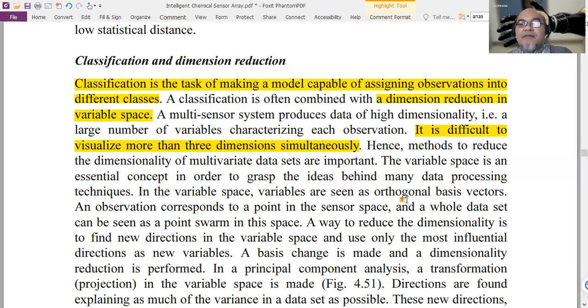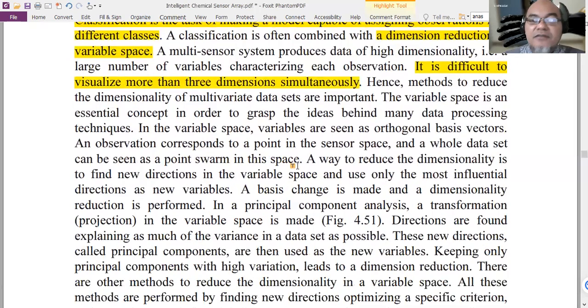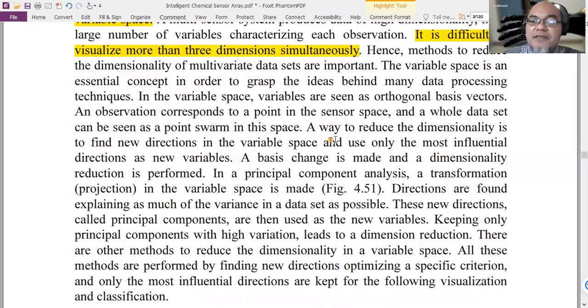So the variable space is an essential concept in order to grasp the idea behind many data processing techniques. In the variable space, variables are seen as orthogonal basis vectors, and the way to reduce the dimensionality is to find new dimensions in the variable space, and use only the most influential directions as the new variables. So in the previous example, from 6, we see which ones are playing a role. From there, we can reduce the dimension. The basis change is made and dimensional reduction is performed.